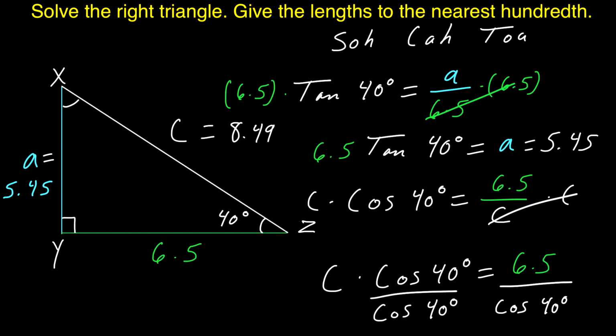The only thing that is missing now is this angle x. What is angle x? What's the value of angle x? Well, we know that all three angles of a right triangle add up to 180 degrees. We know this one's 90. We know this one's 40. We can do some simple math and we can find out that this angle is going to be 50. 50 plus 40 is 90. 90 plus 90 is 180. So right here, this is going to be 50 degrees.